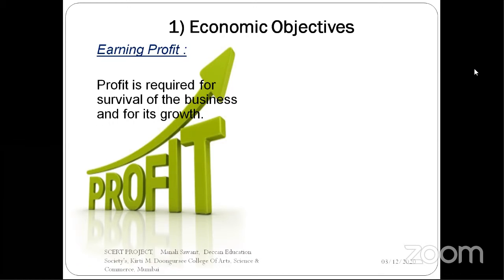Just imagine if you are running the business and you are not able to earn profit, then how is it possible for you to purchase raw material, to pay the salary for your workers, to manage the business? It is not possible. That's why we call profit the backbone of the business. Without profit, it is not possible for you to survive, then how can you grow your business? So profit is a must. The first economic objective of any kind of business is earning profit.